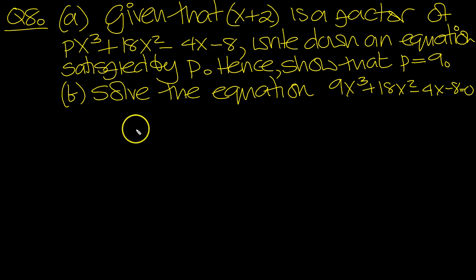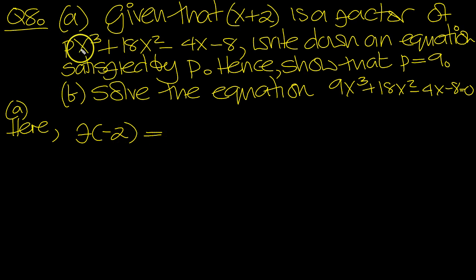Okay, let's have a look at this then. Here's the question. This is part A. What have we got then? This is a factor, so f of minus 2 is equal to 0, isn't it? Put minus 2 in here.